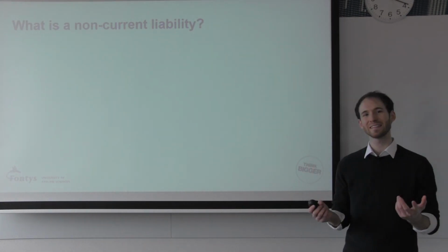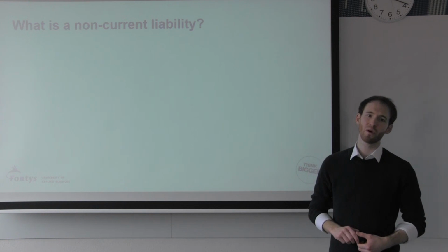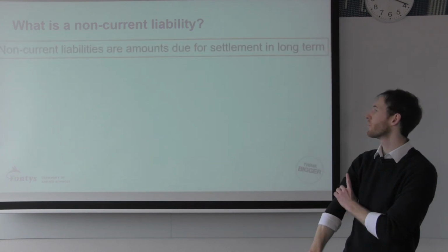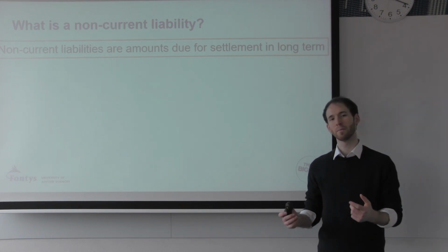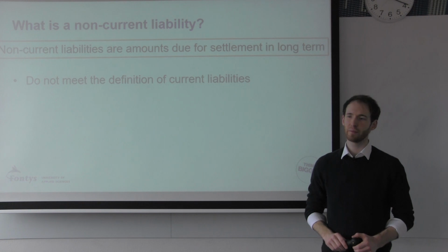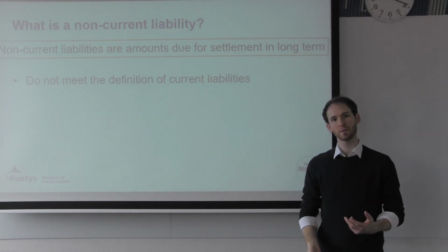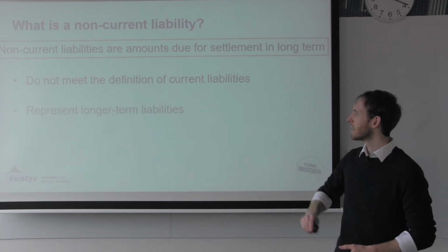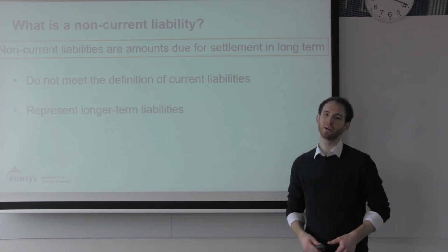And here you can guess from the name non-current, all those amounts due for settlement in the longer term, so more than a year. Here also they do not meet the classical definition of a current liability, so it means it's not for trading purposes, and also the other points that we had before. And they represent longer term liabilities.